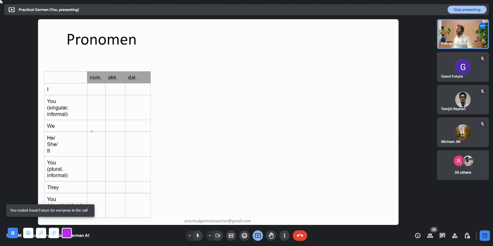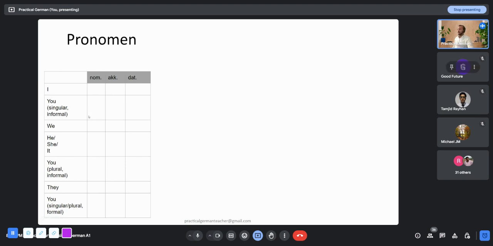So on the left side, you see the English pronouns: I; you, singular, informal, meaning you're talking to one person and you can be informal with them. Informal does not mean being impolite, just informal. We means, of course, we. Then you have he, she, it, and then you again, but this time you are being informal and referring to more than one person, so plural. Then you have they, and then again you, and this you is formal, referring to one person or more than one person.